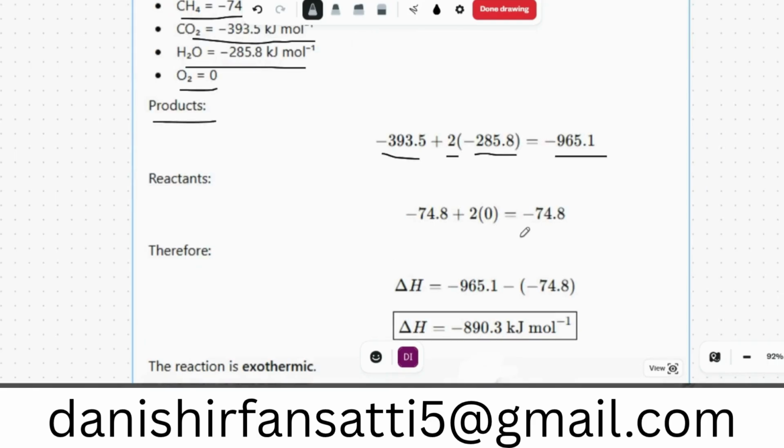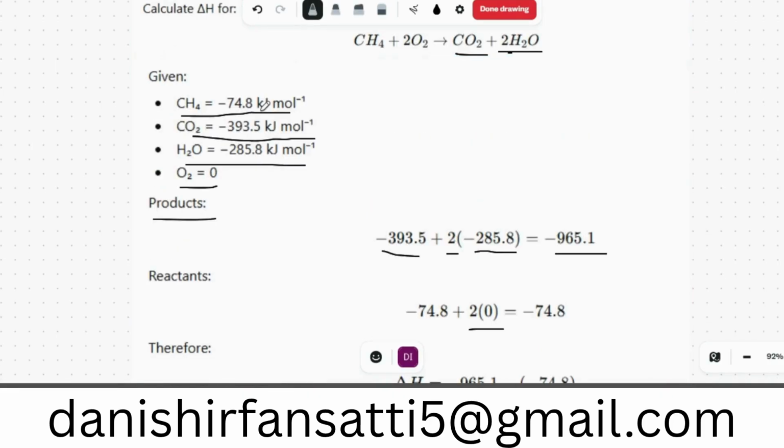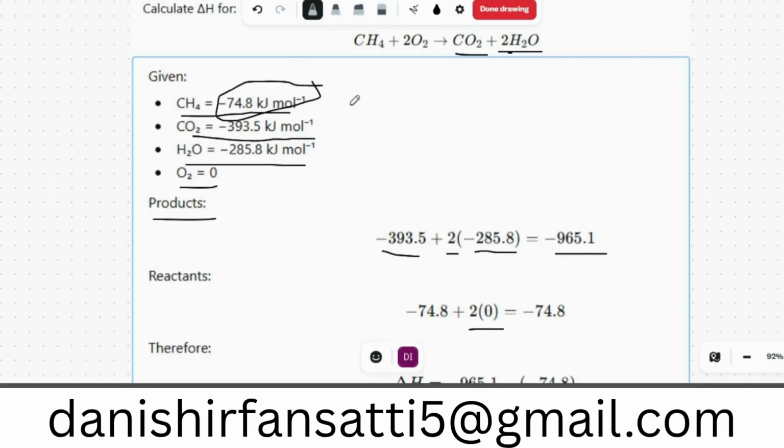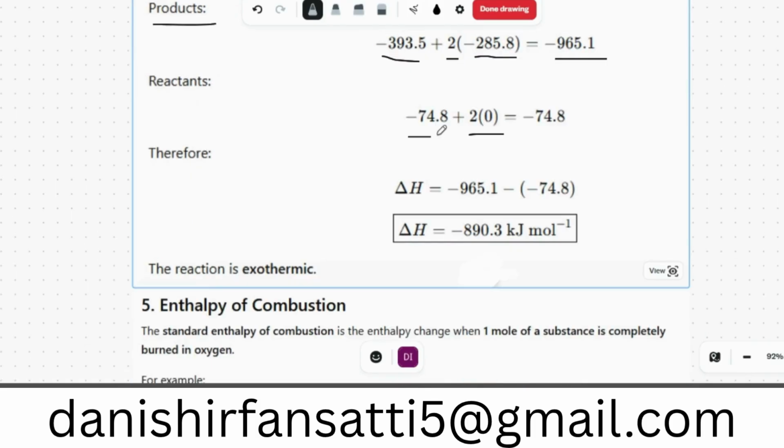The reactant is oxygen, which is 0, whereas for CH4 it is minus 74.8, as you can see here. So the reactants total is minus 74.8. Now delta H is equal to delta H of products minus delta H of reactants. That will give us minus 890 kilojoules per mole. This is an exothermic reaction. We know the combustion of methane is an exothermic reaction. We do it in our homes as well.